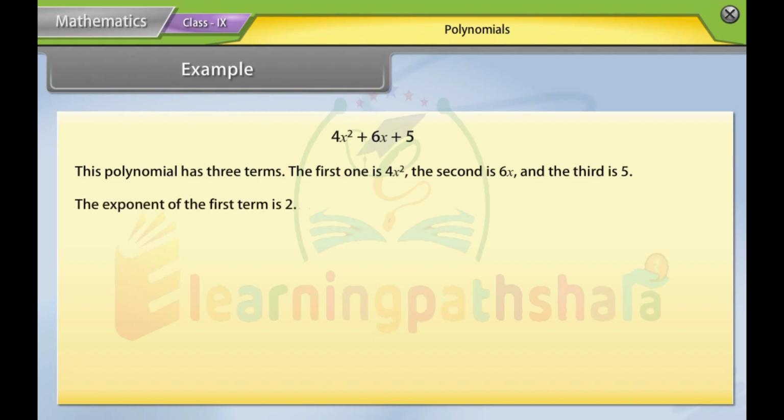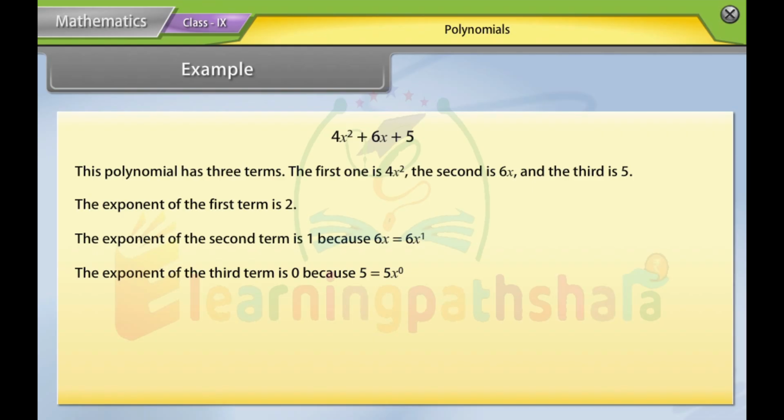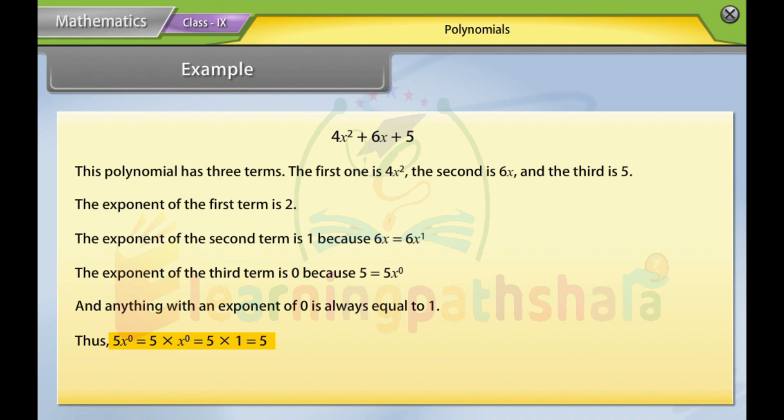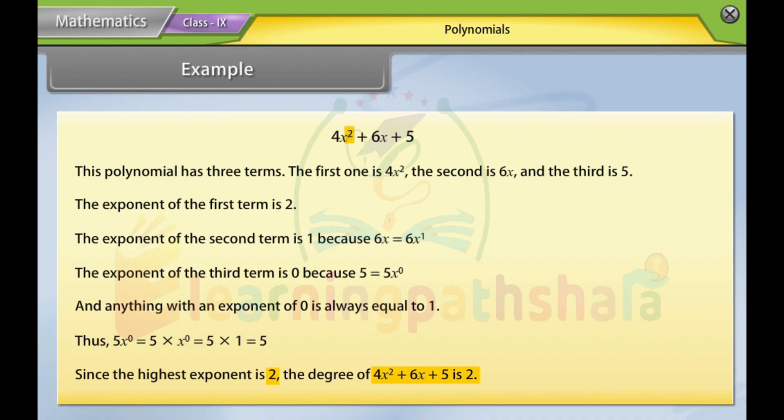The exponent of the first term is 2. The exponent of the second term is 1 because 6x is equal to 6x raised to the power 1. The exponent of the third term is 0 because 5 is equal to 5x raised to the power 0, and anything with an exponent of 0 is always equal to 1. Thus, 5x raised to the power 0 is equal to 5 into x raised to the power 0, which is equal to 5 into 1, which is equal to 5. Since the highest exponent is 2, the degree of 4x squared plus 6x plus 5 is 2.